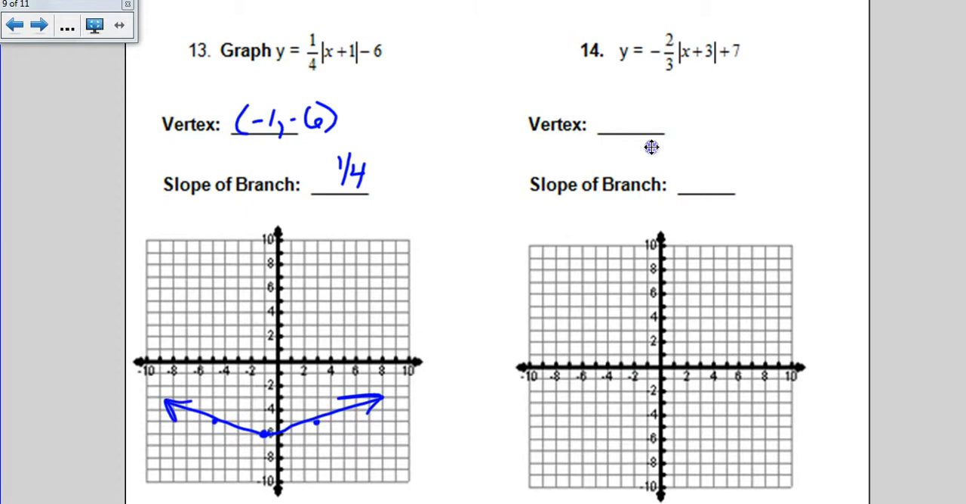Alright, thank you. The vertex for the next problem is at negative 3, comma 7, and the slope is a negative 2/3. So vertex of negative 3, 7 would be right here. Now be careful, your slope is a negative 2/3. You're going to travel down 2, right 3, and then down 2 and left 3.